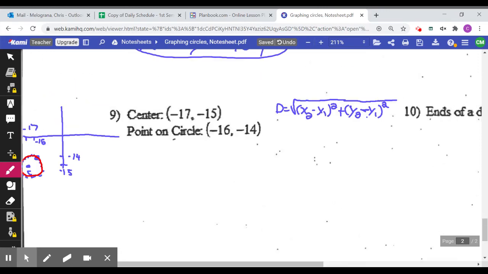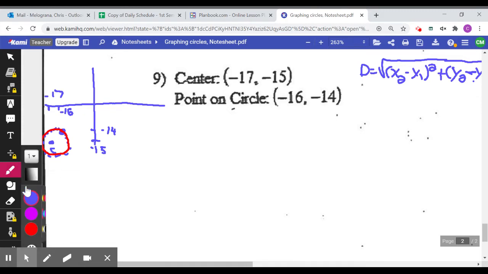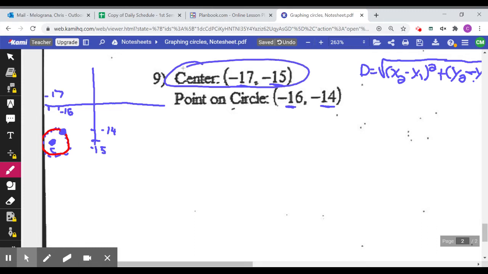Now, number 9, trying to zoom in. Okay. Number 9, it gives us the center, but it doesn't give us the radius. It gives us another point that's on the circle. Now, to really understand it, I kind of graphed these 2 points in blue. So the center, -17, -15, is this point right here. Now, it doesn't give me the radius. It gives me a point on the circle, -16, -14, which is pretty close to the center. That's this point right here. All right. So I know the only thing we have to find is the radius.